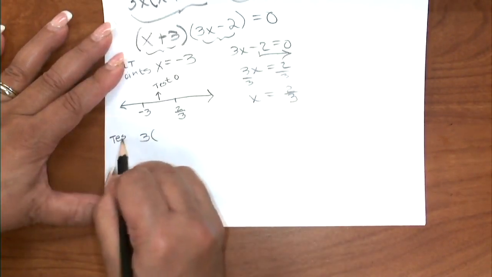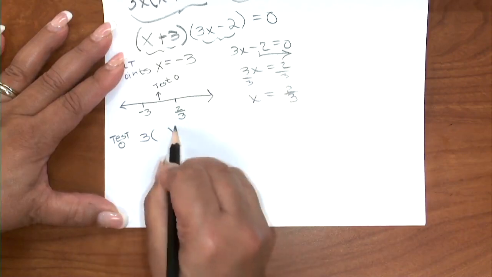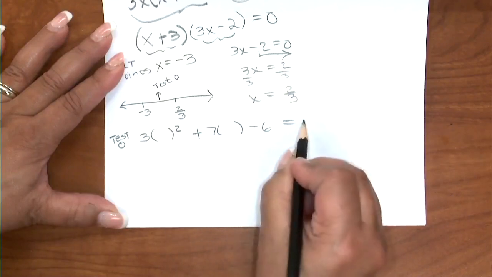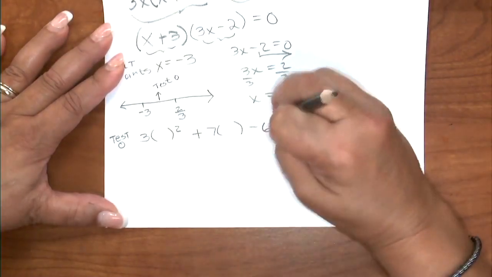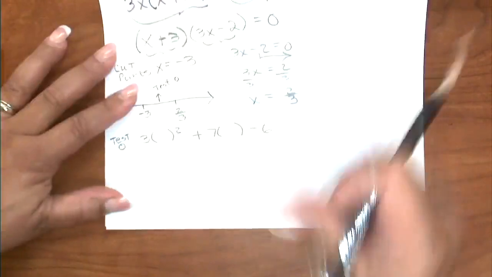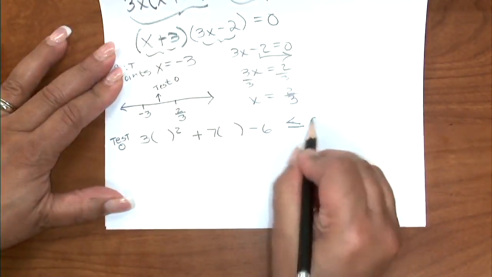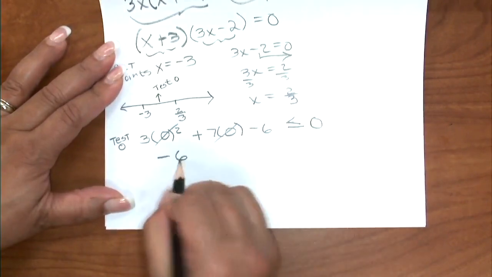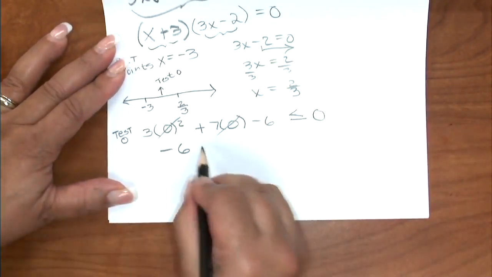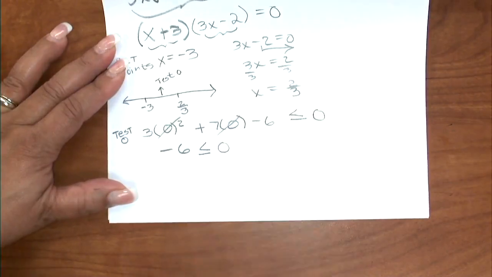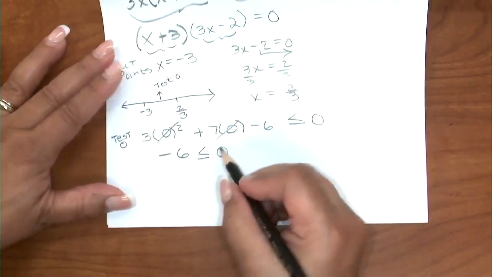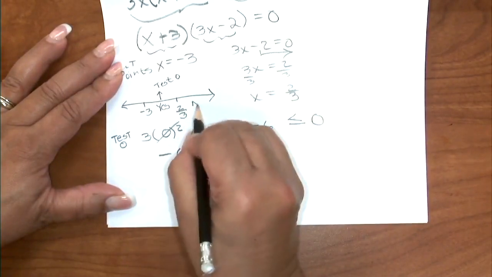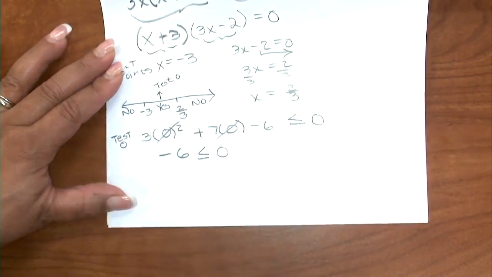Okay, now I'm testing the 0. 3x squared plus 7x minus 6 equal, oh wait, now I need the original. Do it in the original, which was less than or equal to 0. So I put 0, 0, gone, gone. Only the negative 6 is left. All negatives are less than 0. So wherever I got the 0 from, that would be a big yes, a no on both of the ends.